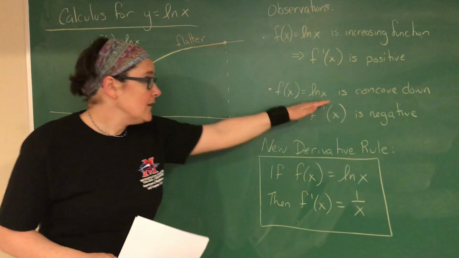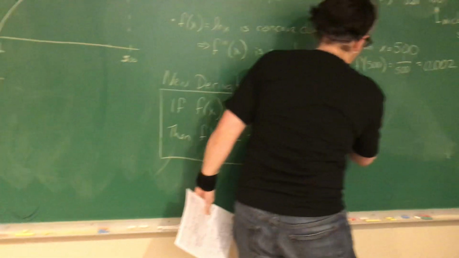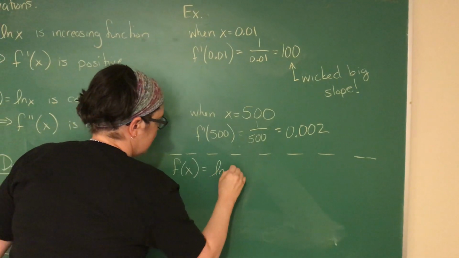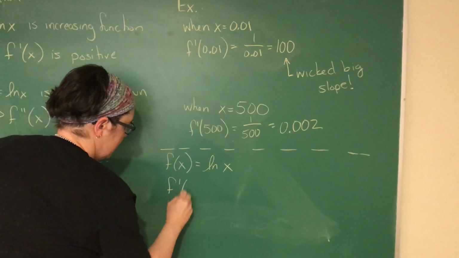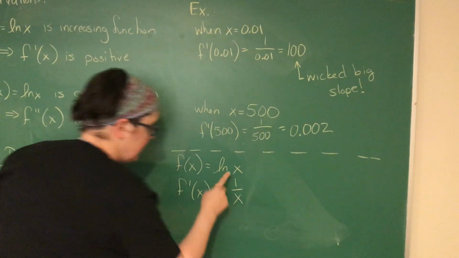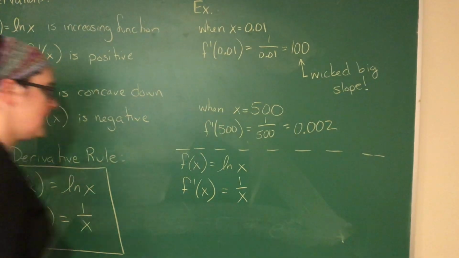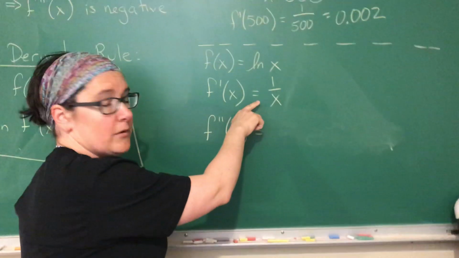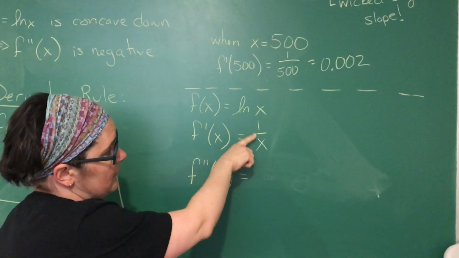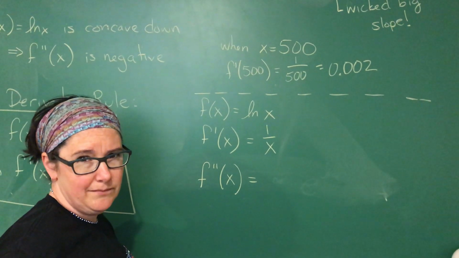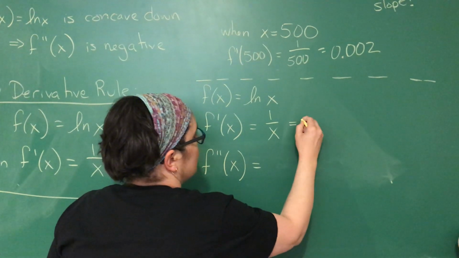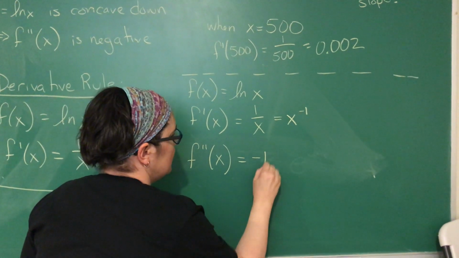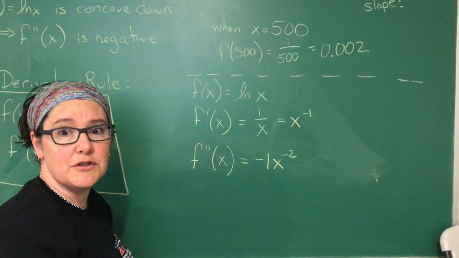Okay. As far as the second derivative goes, if our original function is natural log of x, then our first derivative is 1 over x, that's by our new rule. And then to calculate the second derivative, I need to take the derivative of 1 over x. One option is the quotient rule. That's kind of a pain. I can rewrite this as x to the negative 1 and take its derivative. So our derivative will be negative 1 x to the negative 2.